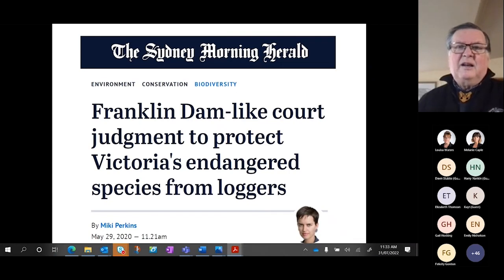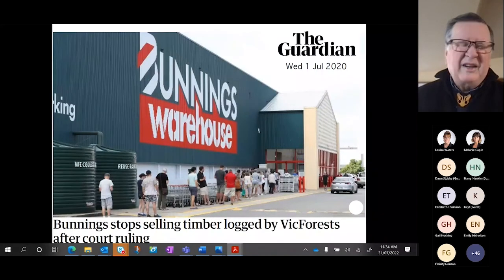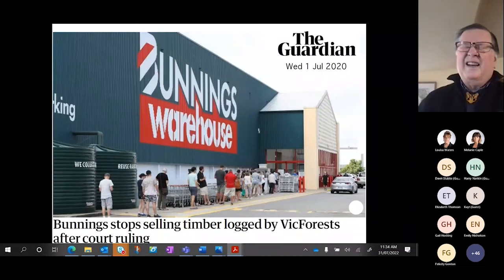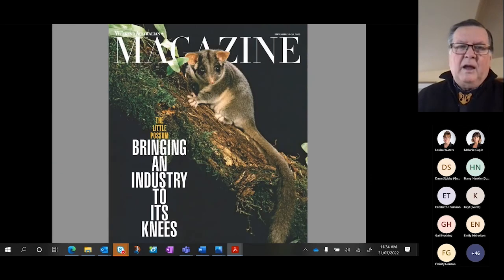And as you heard earlier, we were initially successful with this case, and it was announced as a Franklin Dam-like court judgment, in which we showed that Vic Forest had logged unlawfully in 66 coupes. And one of the immediate effects was that Bunnings stopped selling Vic Forest's timber. And so we were promoted in the Australian, which was interesting because they're not usually very sympathetic to these sorts of things. The little possum bringing an industry to its knees.